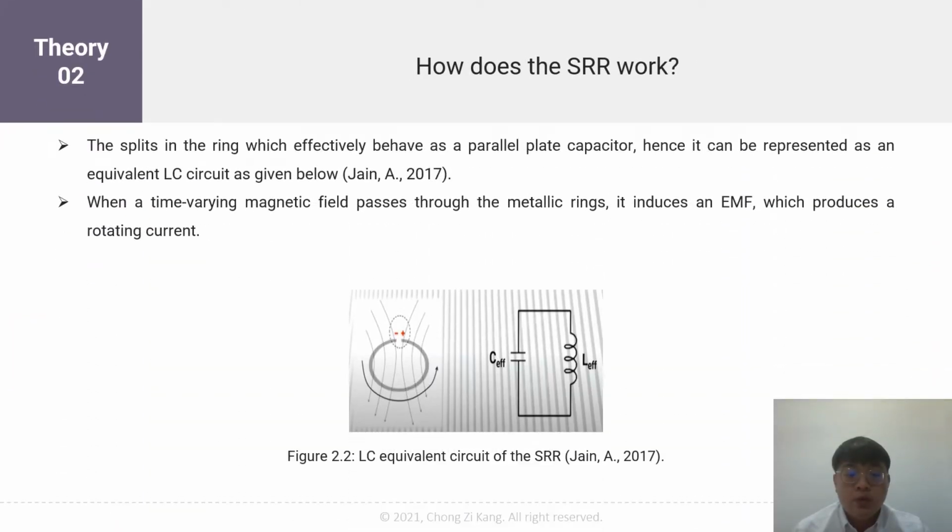The split in the ring effectively behaves as a parallel plate capacitor, hence it can be represented as an equivalent LC circuit as given below. The value of capacitance and inductance will depend on the diameter of the ring, width of the rings, width of the split, material used, and other such parameters. According to Faraday's law of electromagnetic induction, when a time-varying magnetic field passes through the metallic ring, it will induce an electromotive force which produces a rotating current.